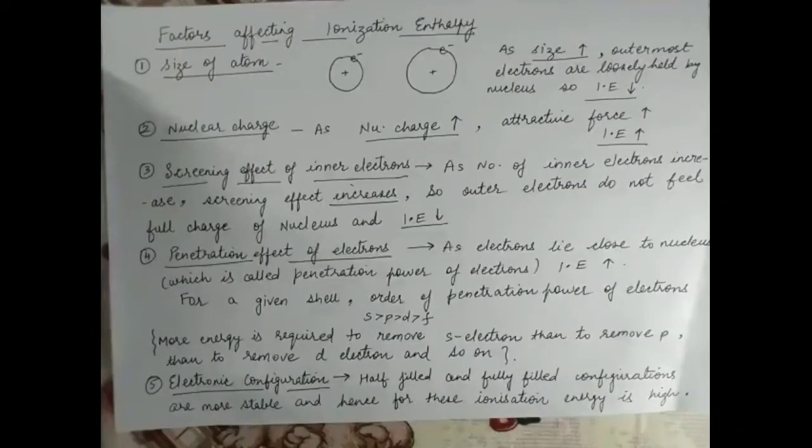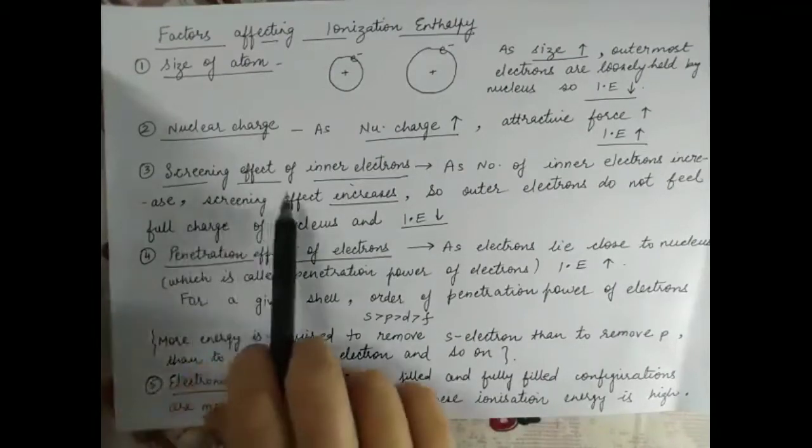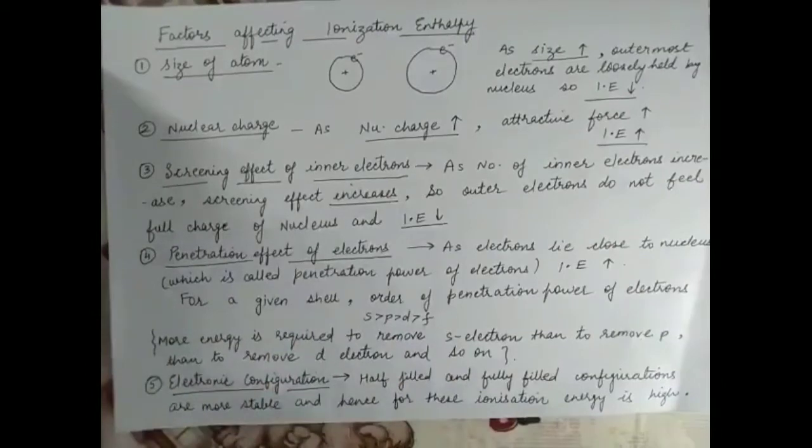Now comes the third factor, that is screening effect of inner electrons. This screening effect we have learnt in that atomic size property. What was the screening effect? Down the group, the number of inner electrons are increasing. These inner electrons are screening the nucleus. So the nuclear attraction is not reaching to the outer electrons. The outer electrons are moving away from the nucleus. So they can be easily removed now.